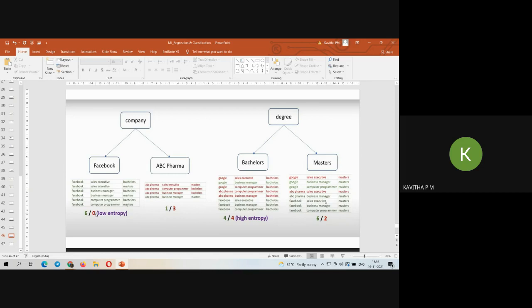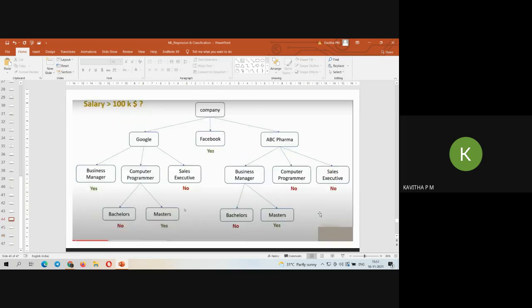So here in Facebook we have six green colored features, and in ABC Pharma we have one green colored feature and three red colored features, so I mark it as 1 by 3. In the bachelor's degree, I have 4 out of 4. Four out of four is not at all possible, so it is actually high entropy. In most cases, we won't get 4 out of 4. In the master's degree, we have around 6 green colored categories and 2 red colored categories, so I have plotted it as 6 out of 2. This way we are grouping.